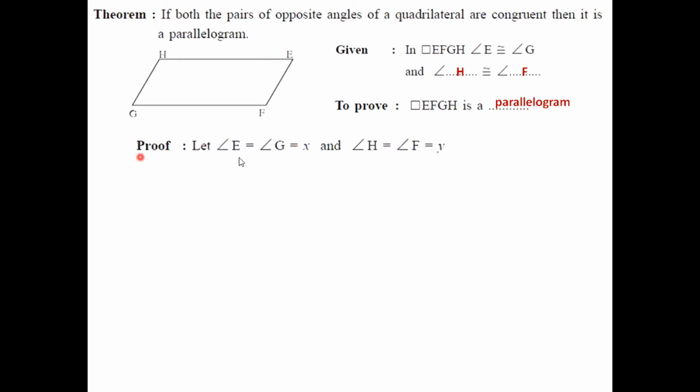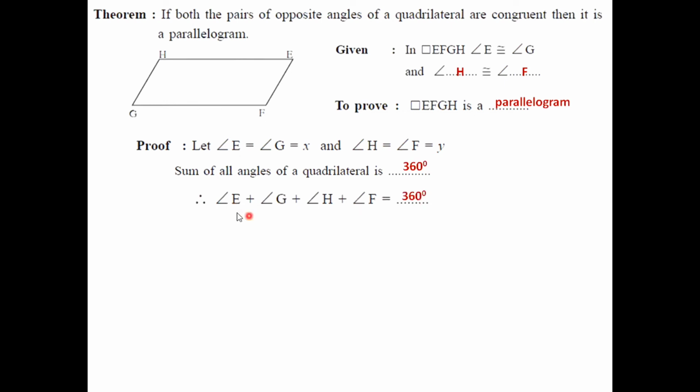Now to start with the proof, let angle E equal angle G equal X, as these two angles are given to be congruent. Similarly, angle H equals angle F equals Y, as these are also given to be congruent. As we know the basic property, the sum of all angles of a quadrilateral is 360 degrees. So if we add the measures of all four angles, we get angle E plus angle G plus angle H plus angle F is equal to 360.